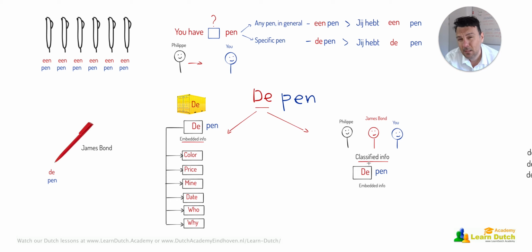Right? Which exists. But can I go outside and ask someone on the street, Mister, do you have the pen? The answer is no. Why not? Because he wouldn't know which pen I mean, because he has no information about the pen. All this embedded information you and me know together. So when it's any pen, or any pen in general, or it doesn't matter, you're going to use een pen. As example, jij hebt een pen. It means you have a pen. If it's one specific pen, in this case the pen which I got from James Bond, I'm going to use the pen.